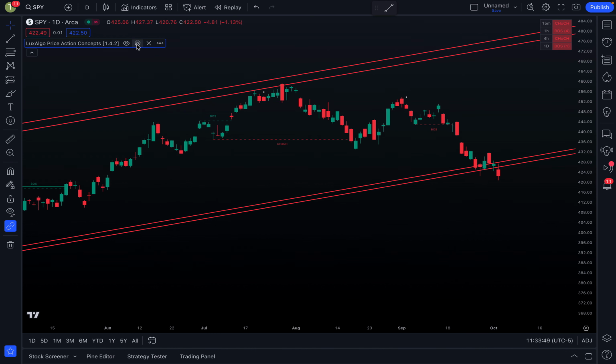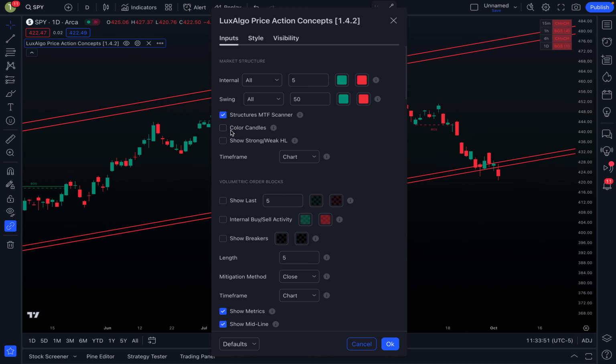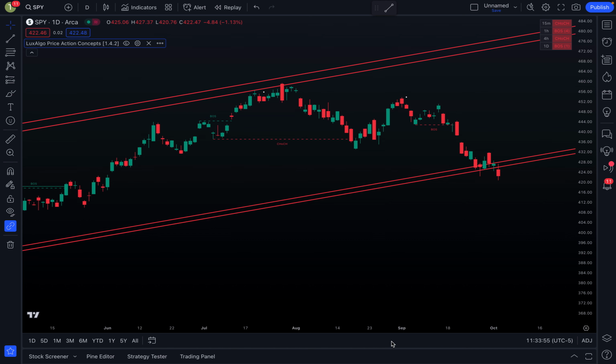If we go back into the settings here, we can also select color candles. This is going to color the candles so that we can more easily see this. So we were in an uptrend here. When we had this change of character, notice that these candles turned into a darker red.